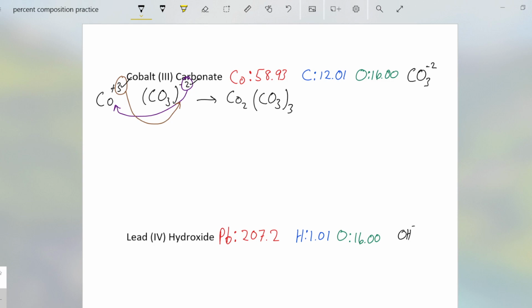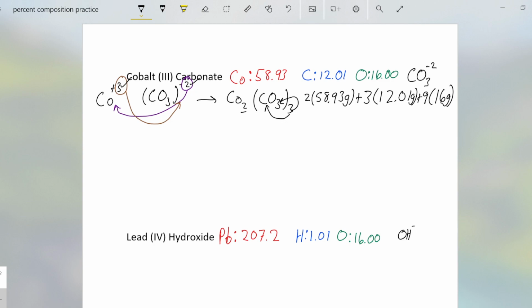So I know that there are 2 cobalts in this molecule. I know that there are 3 times 1 carbons in this molecule, and I know that there are 3 times 3 oxygens in this molecule. So to find the molar mass, I will take the number of cobalts, which is 2, multiply it by the mass of cobalt, 58.93 grams. I will add the number of carbons, which is 3 times 1, or 3. So I take the number of carbons and multiply that by the mass of carbon, 12.01. And then I add to all of that the number of oxygens, which here is 3 times 3, or 9, times the mass of 16. And these are all grams.